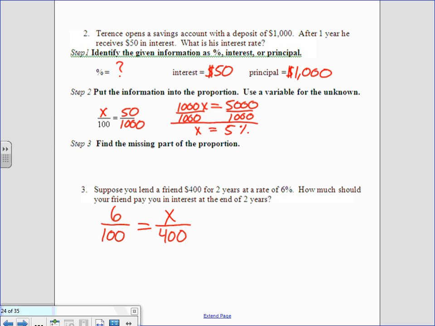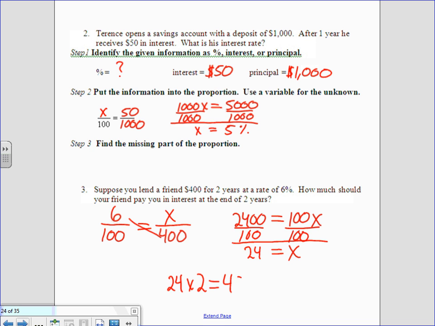So I set this up, I cross multiply and divide. 6 times 400 is 2,400. And that's going to equal 100 times X. Okay, now I go ahead and divide by 100. 2400 divided by 100 is 24. 24 equals X. Now remember, that's for 1 year. So I need to take that 24 and multiply it by 2 to get the interest for 2 years. Okay, so it's going to be $48 for the 2 years.